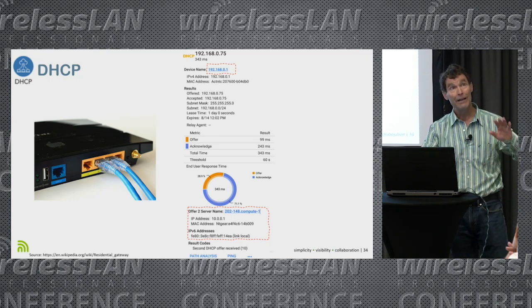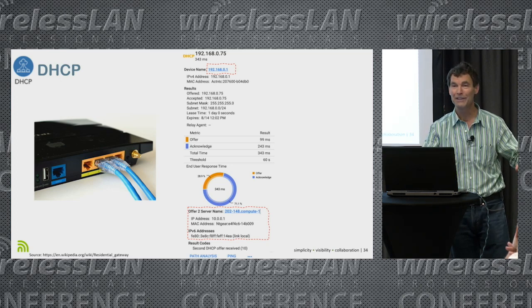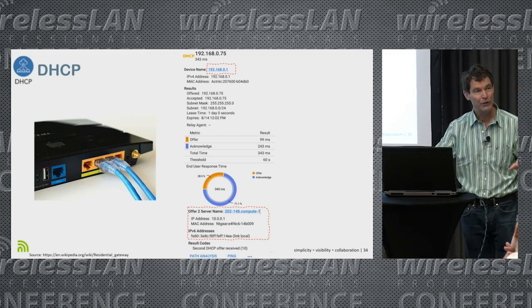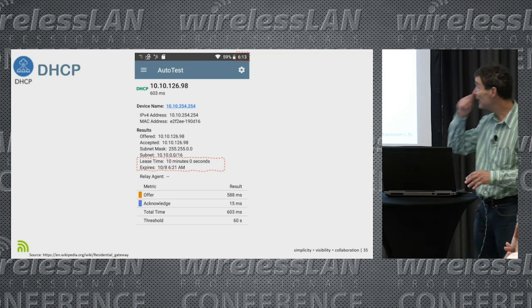But if anybody's having issues and you're trying to figure out if it's DHCP, take a look at the IP address. If you see a 192.168, that's typically not going to be an enterprise address and is a pretty good clue that somebody plugged something in.